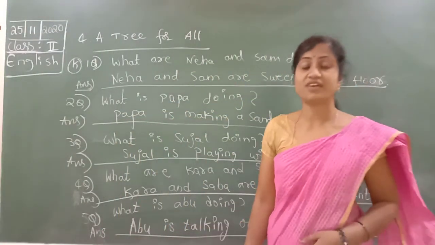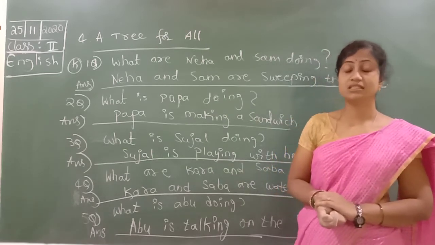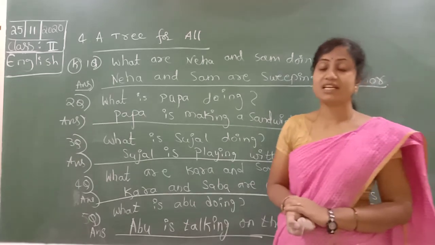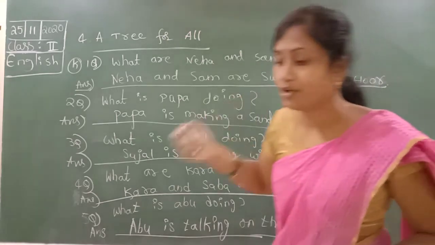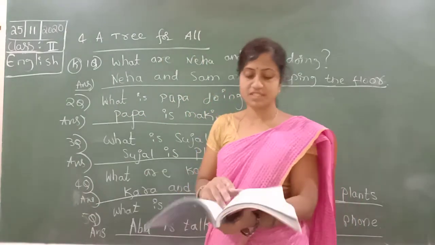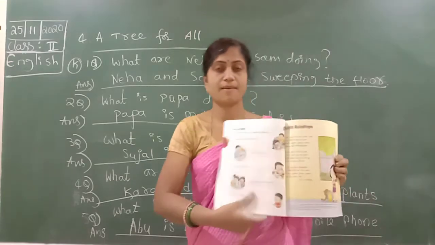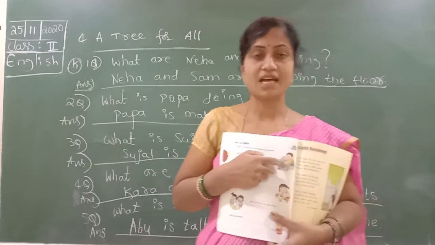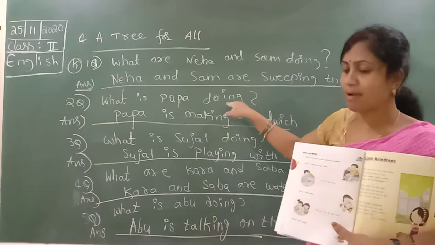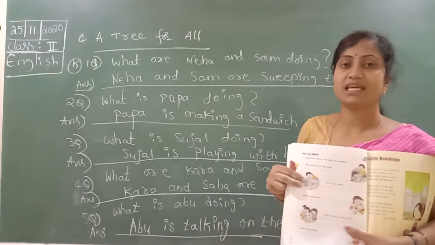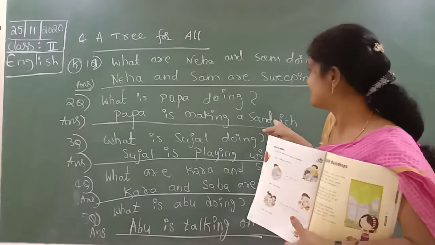So you have to identify what they are doing, which work they are doing. You have to identify and write the sentence. See the picture and the question that was asked, and give that answer. What are Neha and Sam doing? You have to see what they are doing in the picture. They are sweeping the floor. So here, Neha and Sam are sweeping the floor. What is Papa doing? Papa is making a sandwich for you or your sisters.